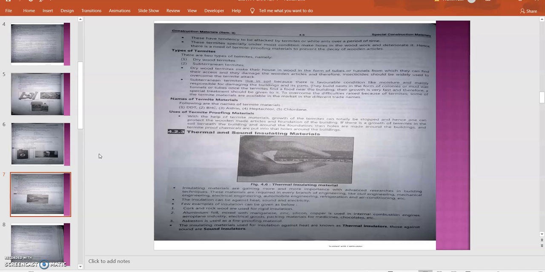What are the uses? As we mentioned, these termites basically attack furniture, steel, or the foundation because they live in soil or clotted woods. That's why it is needed to be termite free, and that's why these termite proofing materials are used. The next part is thermal and sound insulating materials. Like in a theater hall, then in educational buildings, we need some soundproofing.